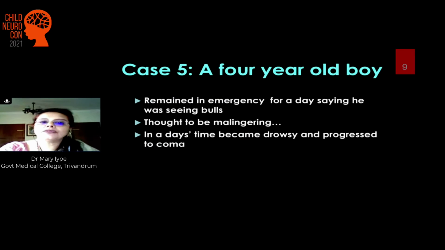Now, this is the 5th case, a 4-year-old boy who remained in emergency for a day, saying he was seeing bulls. He was thought to be malingering. In a day's time, he became drowsy and progressed to coma. He was also having herpes simplex encephalitis.